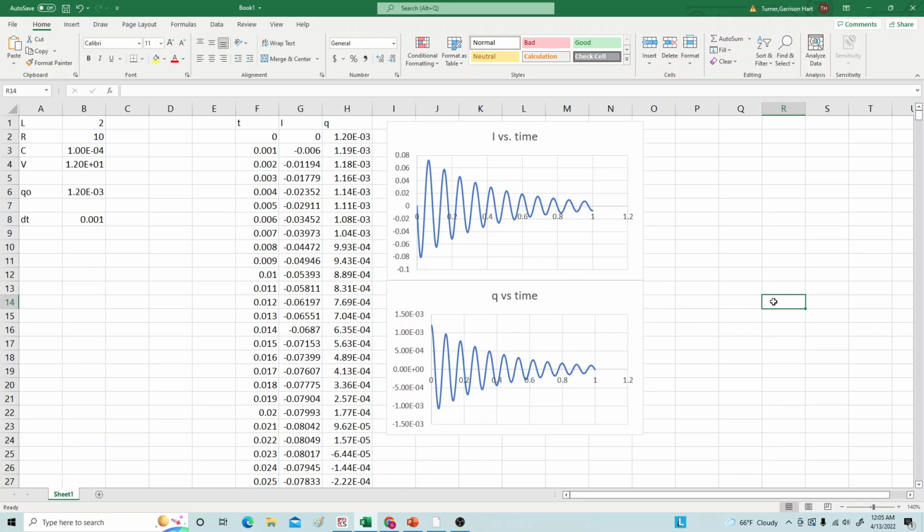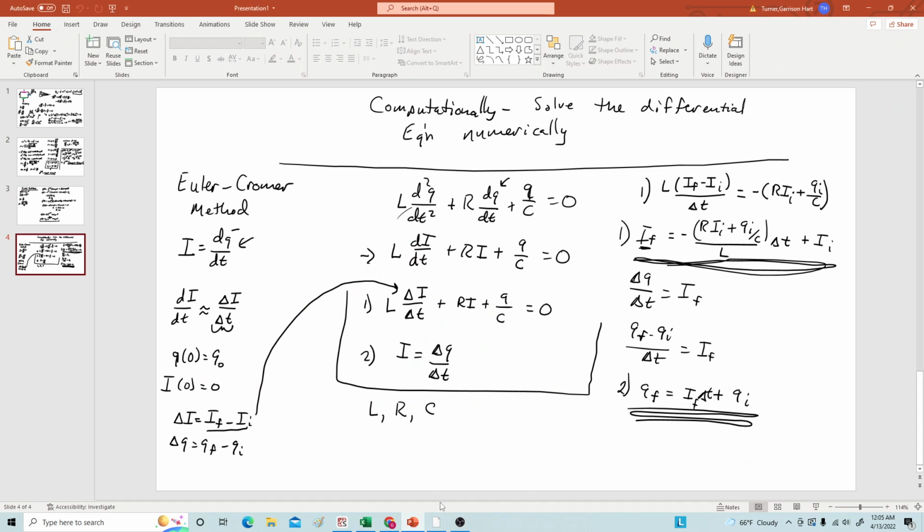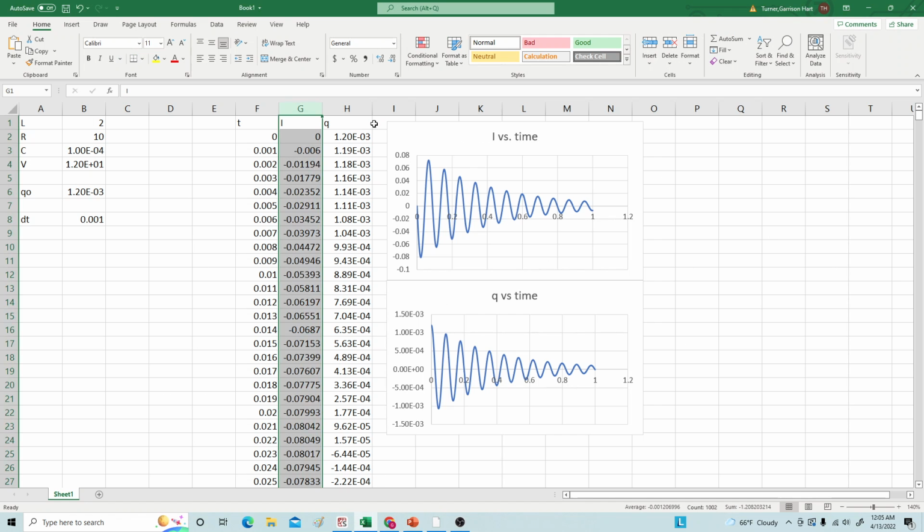But okay, so here's the thought process behind all of this. So here's my column of time intervals, and here's the current that's calculated with the algorithm we just showed, and here is the charge. Now, first things first, I've come over here and I've specified values for the inductance, for the resistance, and for the charge, and for the voltage that the capacitor is initially charged to.